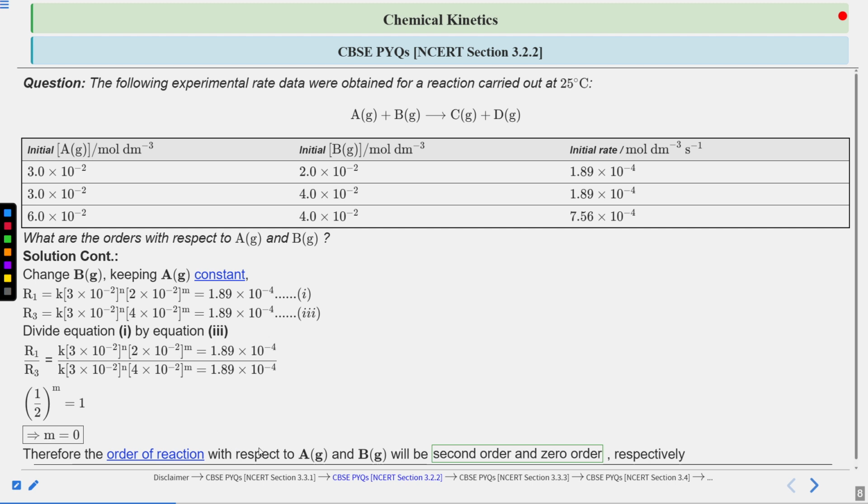So therefore, the order of reaction with respect to A and B will be second order and 0 order respectively. Okay, moving on to our next question.